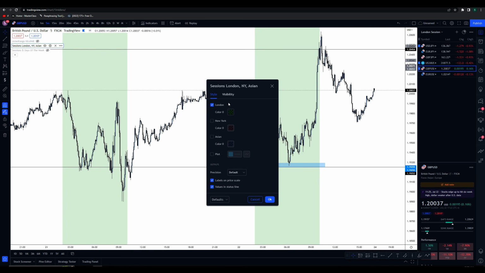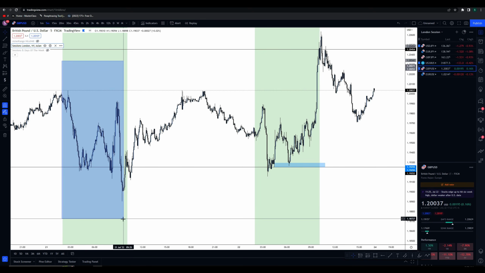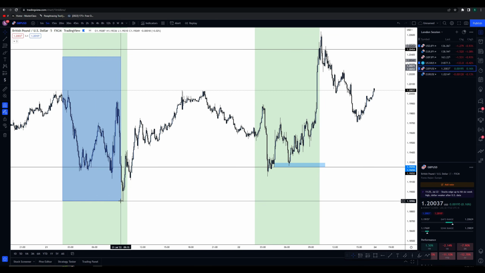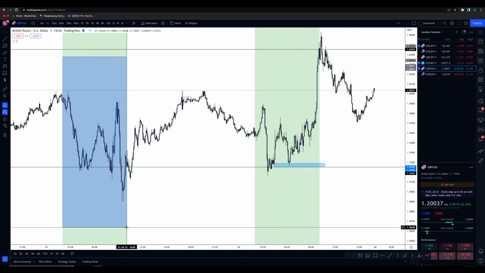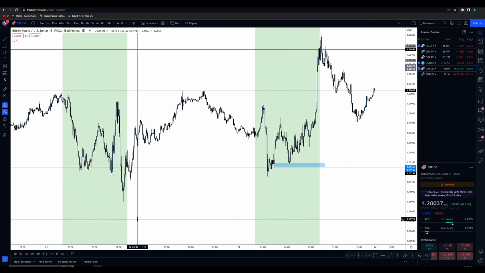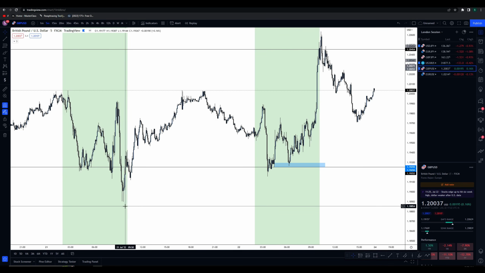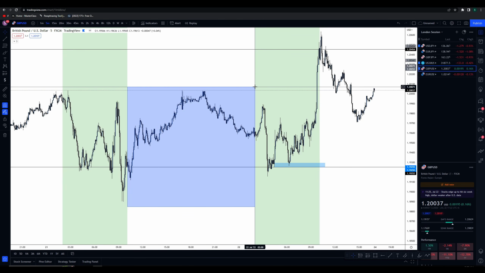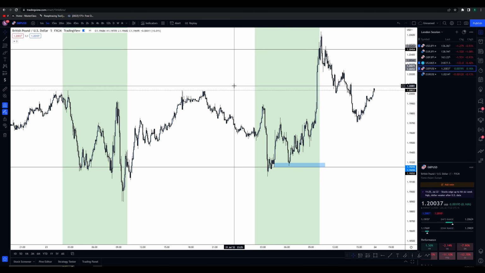I only have London session open because the rest is pretty obvious, where is what and what is where. So London session is labeled in green. Basically, all the price action that's happening within this green zone right here was the price action that happened throughout London session. And anything that is printed outside of the range of the green zone is price action that happened outside of London session.